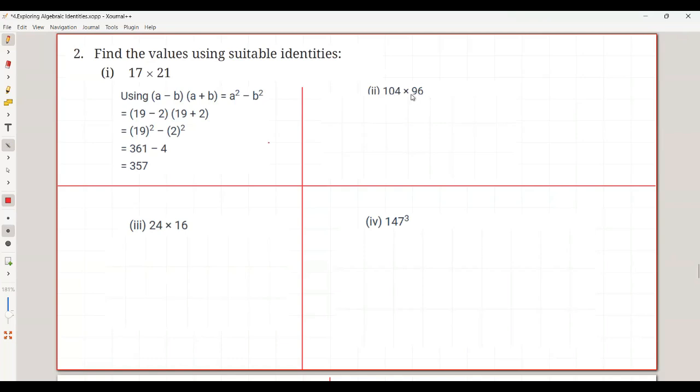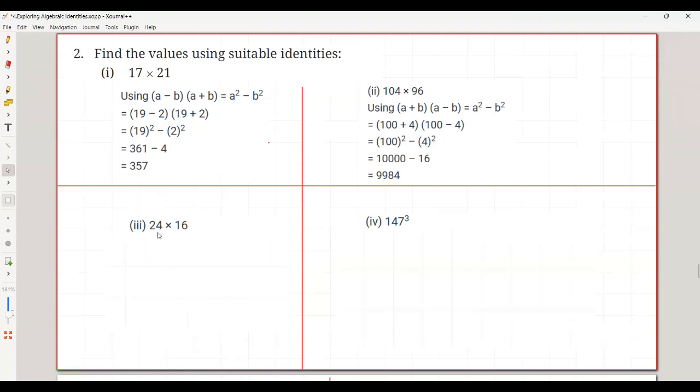Okay. Now the second one, 104 into 96. This also a plus b into a minus b. Okay, can be written as, right, 100 plus 4, 100 minus 4. Now this is in the form of a plus b, a minus b is equal to a square minus b square. So a is 100, b is 4. Just write in the formula 100 square minus 4 square. 100 square is 10,000 and 4 square is 16. Okay, 10,000 minus 16 is 9,984 is the answer.